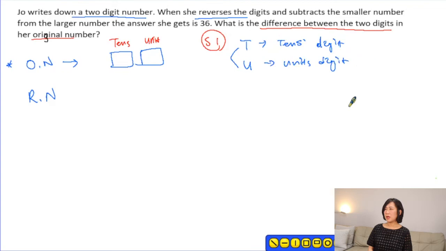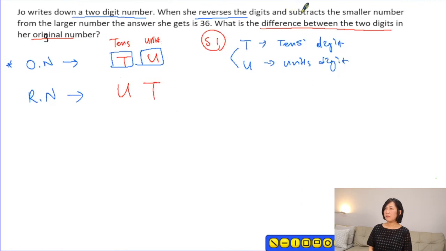Then, now we can form the equations. So since original number can be TU, right? So our tens digit is T, unit digit is U. Then the reverse number is UT, right? So these two are the numbers we come up with.